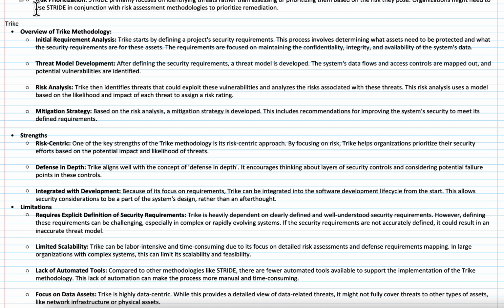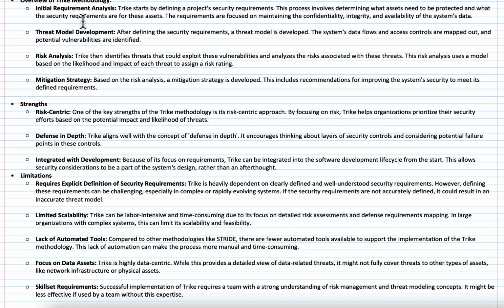This is where it identifies the threats that could exploit these vulnerabilities and analyzes the risks associated with these various threats. Now, this model is based on likelihood and obviously impact of each of the threats, and it does provide a risk rating for each of these. And then you come up with some sort of mitigation strategy. Now, if you think about this, it makes logical sense, right? You come up with what is the project, what are the threats out there, how is the risk going to be based on each of these threats against that particular project, and then what is the mitigation strategy around that. So again, it sounds very methodical.